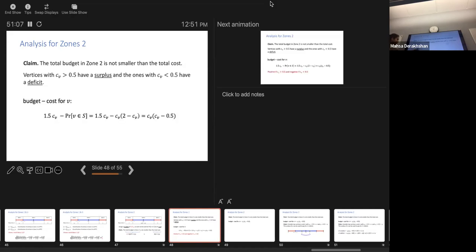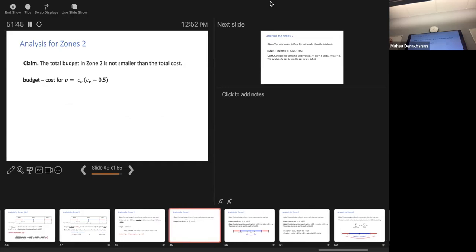Why is that? Let's calculate budget minus cost for any vertex. This was the budget, 1.5 CV. And the cost is the probability that it's output by the algorithm, which is CV times (2 minus CV). So the difference is CV times (CV minus a half). If CV is larger than half, it's going to be positive. If it's smaller than half, it's going to be negative. So the idea here is to use the surplus of vertices in this range to pay for the deficit of the vertices in the other range.